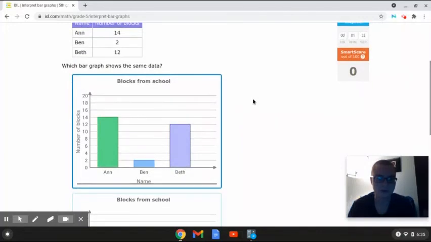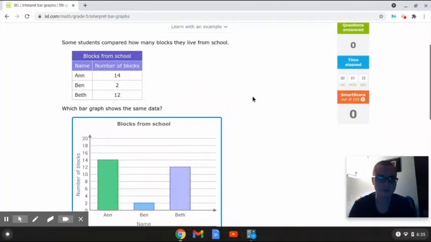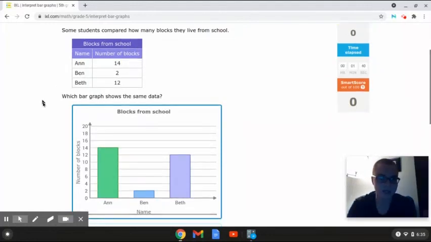So the answer for this problem is chart number 1, because we took a look at the data in the table and saw that it matched with chart number 1. And that is how to solve this problem.